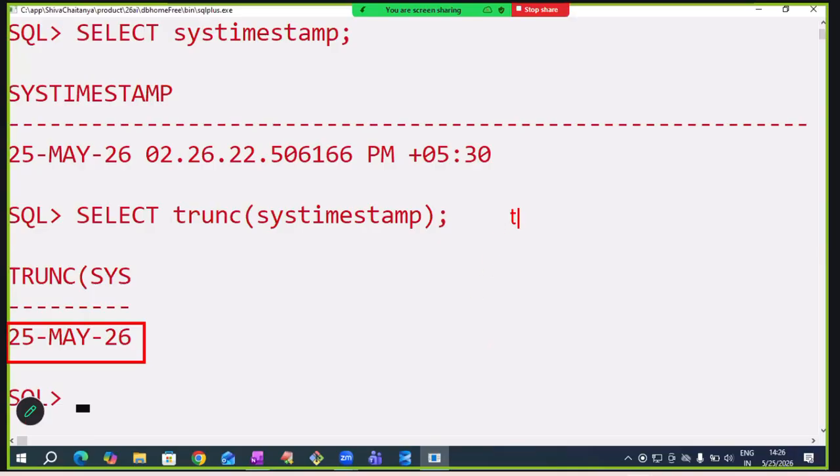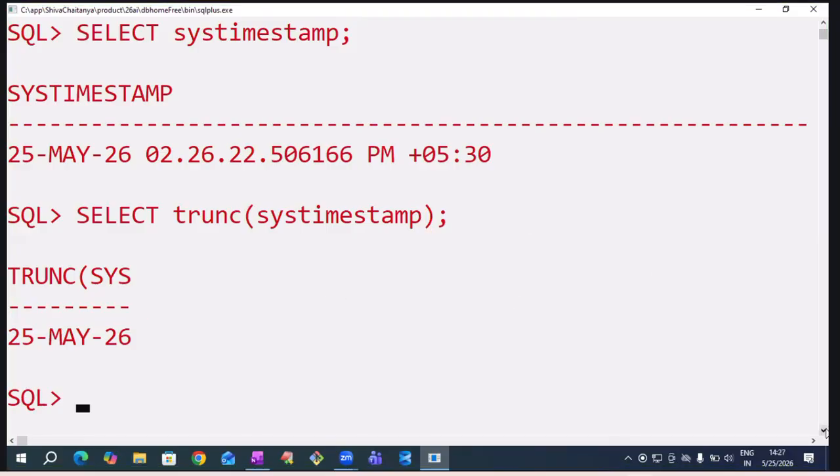The point to understand here is, if we pass a number to the trunk function, it removes decimal places. If you pass date time to the trunk function, it removes time. This is the point we have to understand. Is this point clear? Okay.